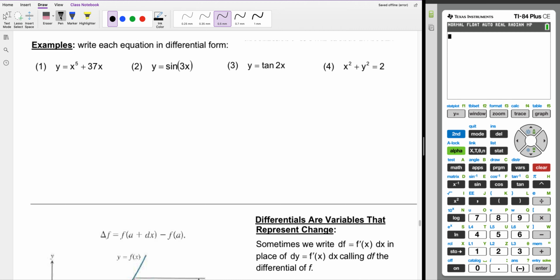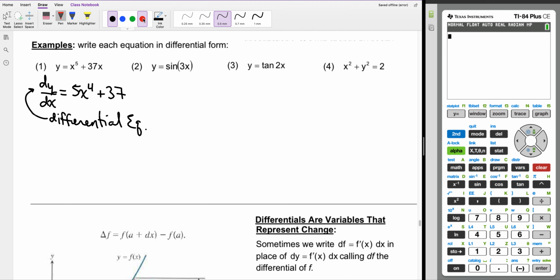So y equals x to the fifth plus 37x, I'm going to say dy dx is equal to 5x to the fourth plus 37. All right, that's nothing new. All right, this is known as a differential equation. Now, that should be fine because it's an equation. Differentiation is another way of saying derivative. So put those two ideas together, it kind of makes sense.